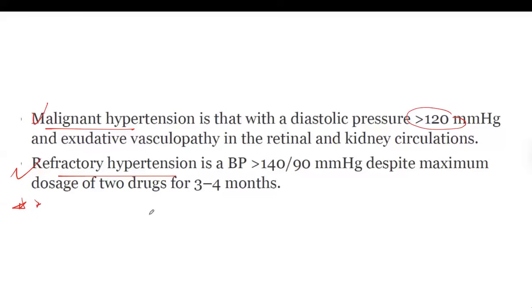More important to know is refractory hypertension. Despite taking the maximum dose of 2 drugs for 3 to 4 months, if a patient's blood pressure remains elevated, that is called refractory hypertension. Now, this is the group of patients where you should check for secondary hypertension, especially if it is a young patient. Elderly patient, not needed. But if a young patient needs 2 antihypertensives to reduce their blood pressure and still it is not working, you would definitely rule out secondary causes.